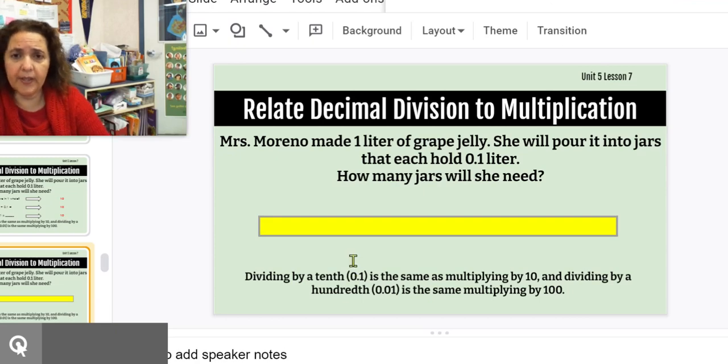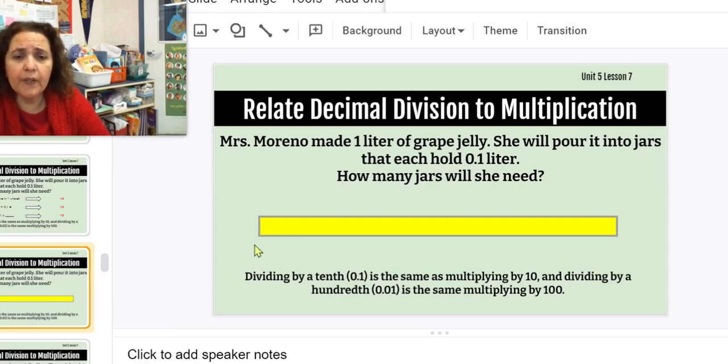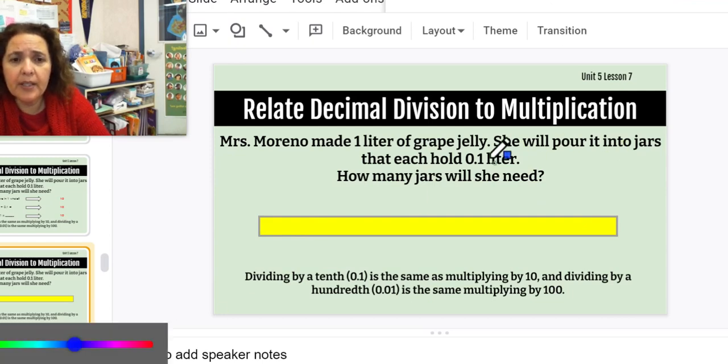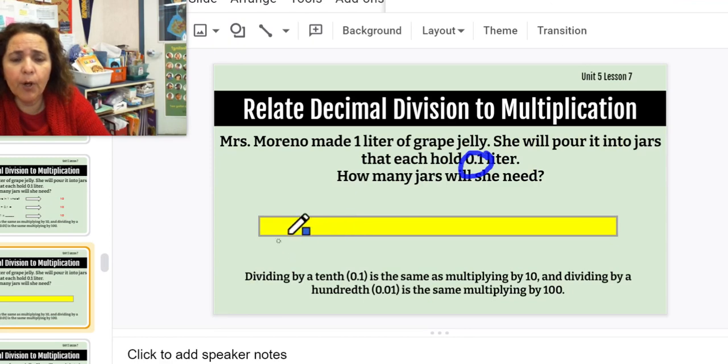Let's take a look at our example here. So here is my 1 liter of grape jelly. I just made it a rectangle because it's easier. So here's my 1 whole, right? And what am I going to do? I'm going to pour it into jars that hold 1/10. So what am I doing? I'm breaking apart this whole into 10 pieces.